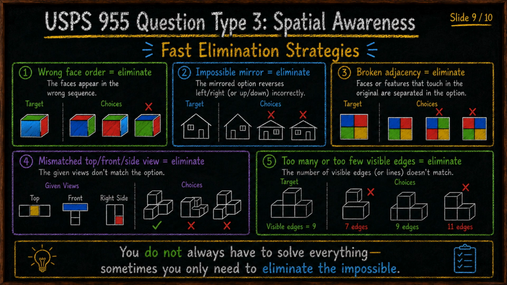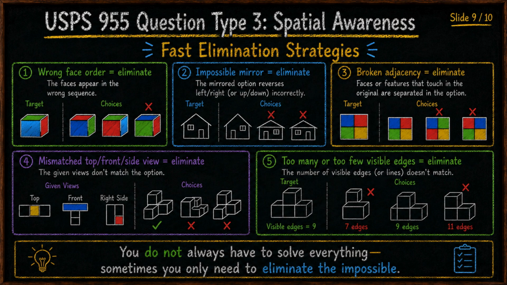Spatial awareness questions become faster when you stop trying to prove every answer correct. Sometimes the fastest path is to eliminate what cannot be true. First, eliminate wrong face order. If the faces appear in the wrong sequence around a cube or corner, the option is wrong. Second, eliminate impossible mirrors. If the question asks for a rotation but the option is a left-right reversal, eliminate it. If the question asks for a mirror image but the option is just rotated, eliminate it.